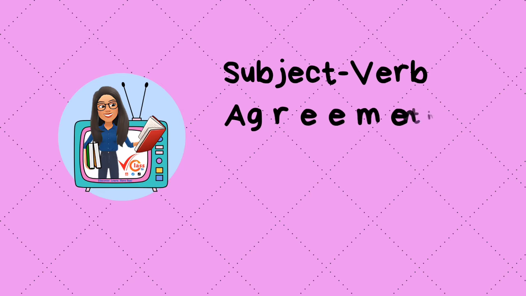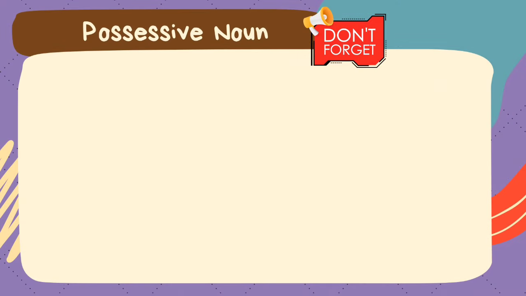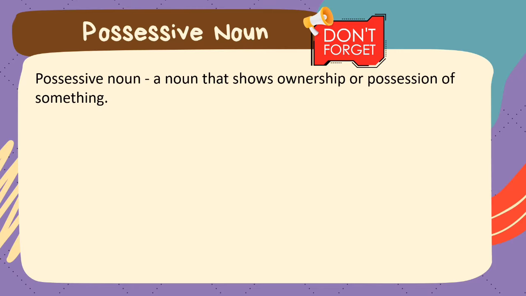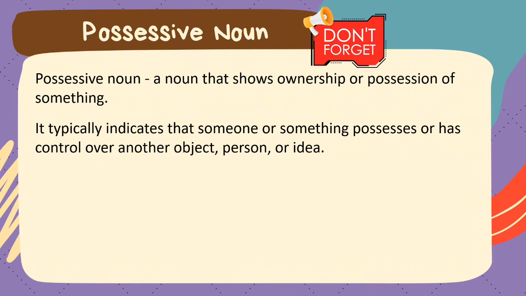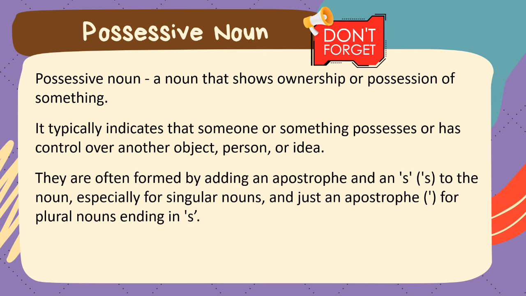Today we are going to tackle one of the topics for this week, subject-verb agreement in relation to possessive nouns. Possessive noun is a noun that shows ownership or possession of something. It typically indicates that someone or something possesses or has control over another object, person, or idea. They are often formed by adding an apostrophe and an S to the noun, especially for singular nouns, and just an apostrophe for plural nouns ending in S. For example, John's book, the girl's bags.